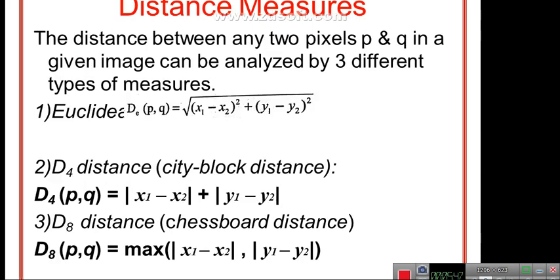Then distance measure. The distance between two pixels p and q in a given image can be realized by 3 types of measures. One is the Euclidean distance, with the formula square root of (x1 minus x2) the whole square plus (y1 minus y2) the whole square. The city block distance is measured by modulus of x1 minus x2 plus modulus of y1 minus y2. And the chessboard distance is measured by the maximum of modulus of x1 minus x2 comma modulus of y1 minus y2.